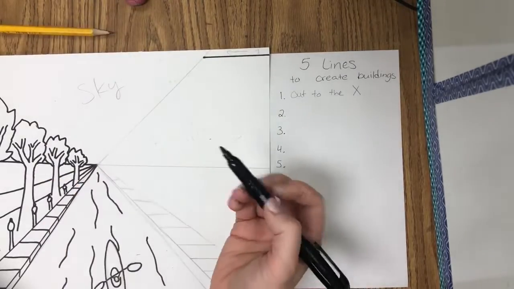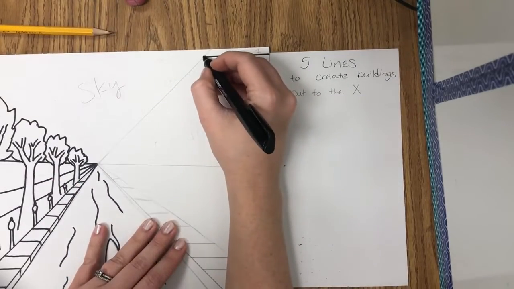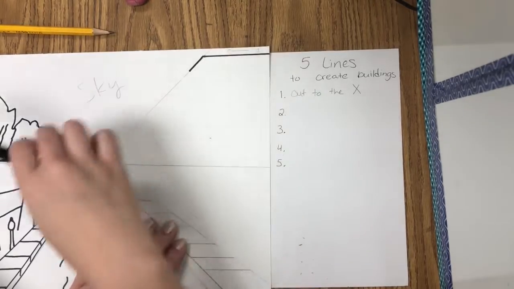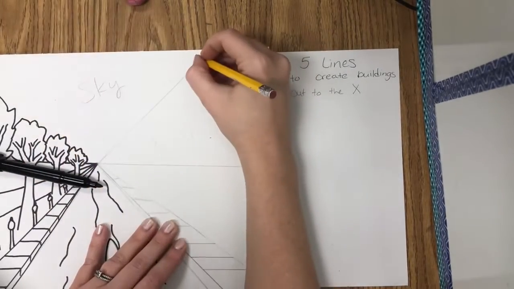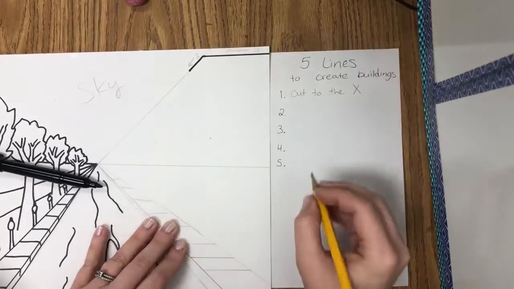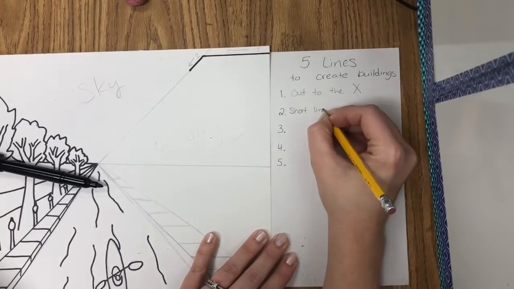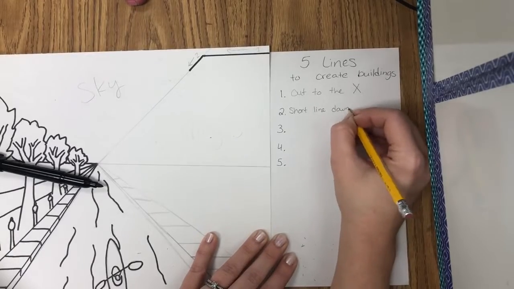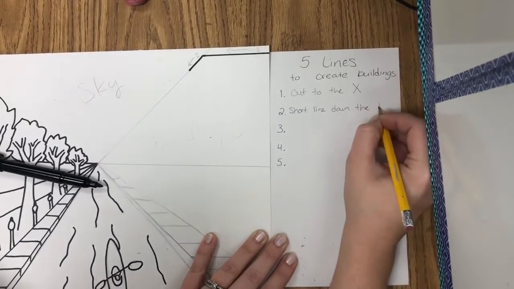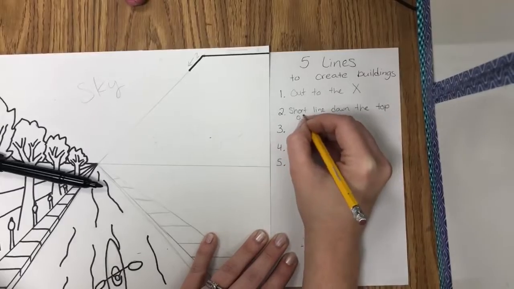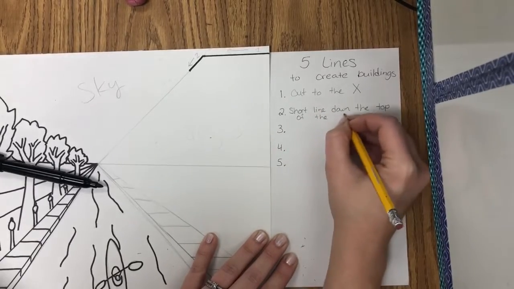So line number 2 is going to go straight down the side of the X. Maybe about an inch or 2. The further down you go, the wider your building will be. So there's no right or wrong way. It just needs to go down the side of the X. So a short line down the side of the X, or the top of your X.